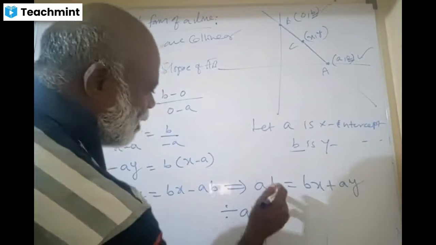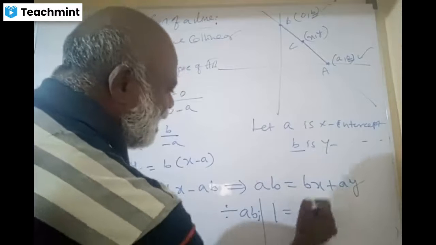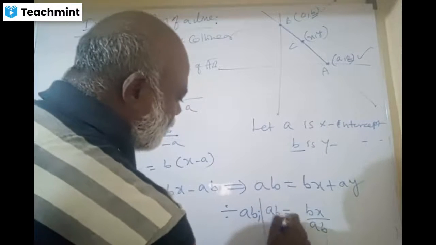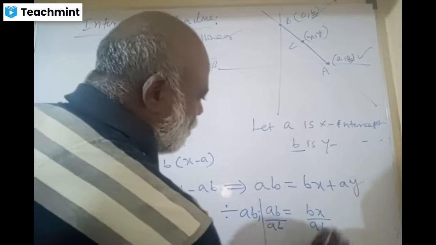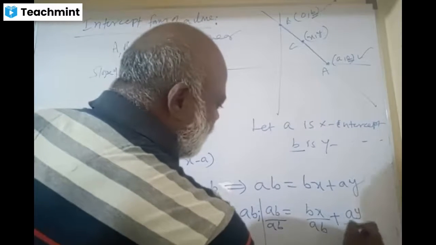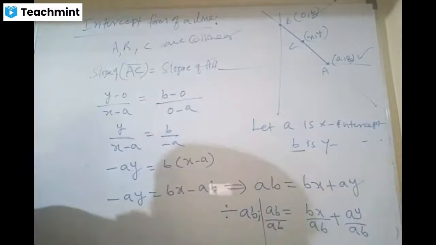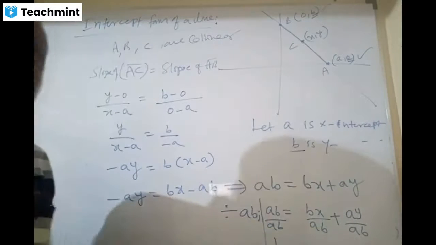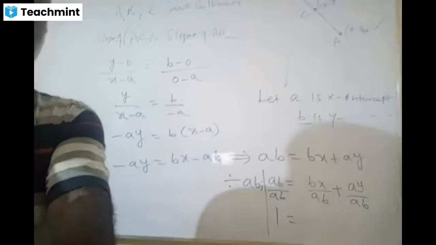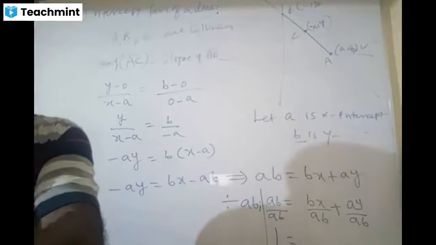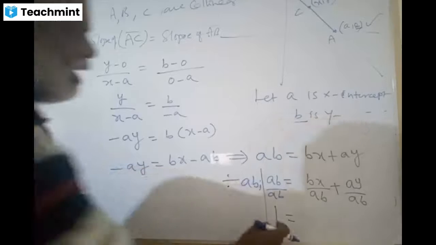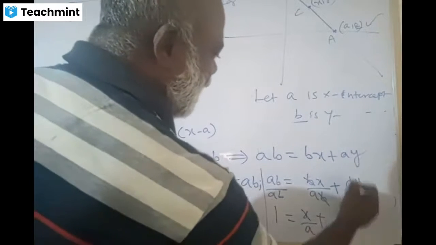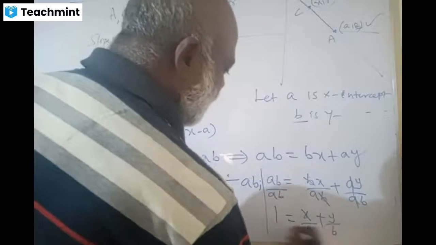Say divide with ab. What do we get here? bx by ab, write ab by ab, plus ay by ab. Okay, ay by ab, the a cancels and we get 1. This is 1, and this b cancels, that gives x by a, and a cancels, this gives y by b. That's all.